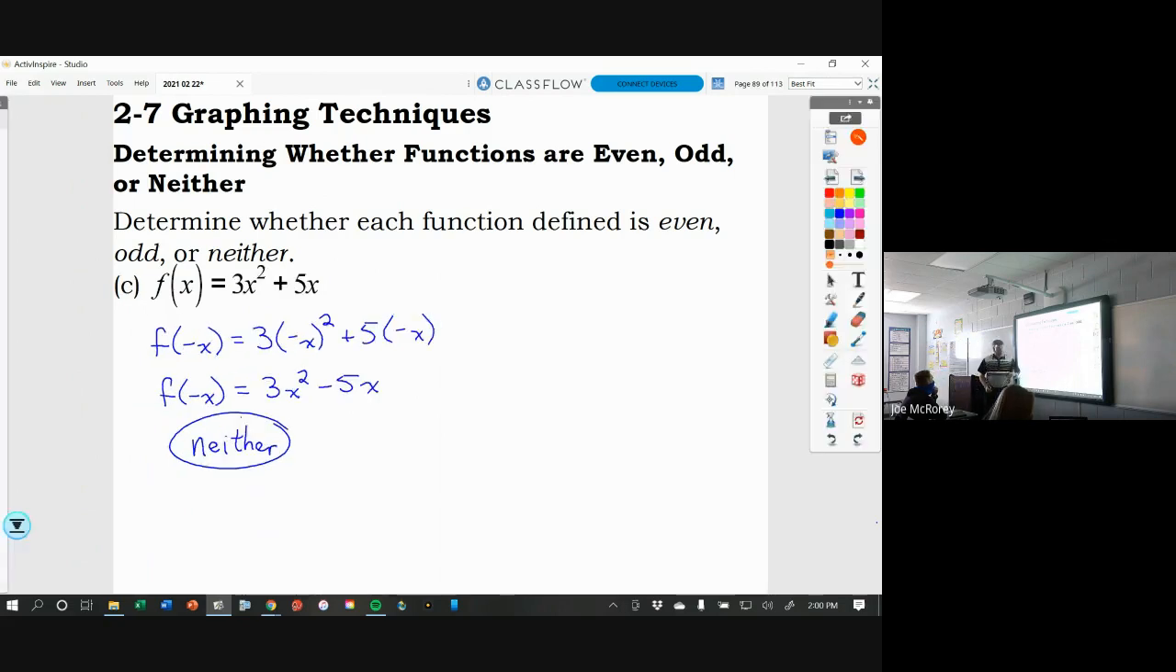So when you put the negative in front of the f of x, that's just saying it's the opposite of f of x. Yes, I like reading it that way sometimes because it makes more sense. If, however, you plug in negative x and you don't get the exact same thing, and you don't get the total opposite, the 5x and negative 5x are opposites, but 3x squared and 3x squared are the same. So they didn't all change. It's neither.